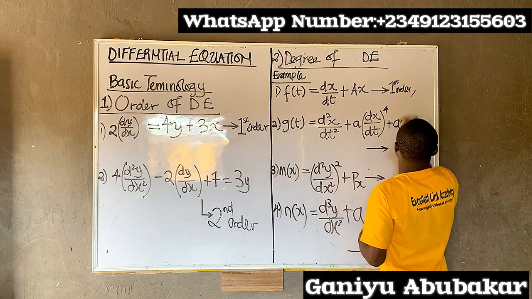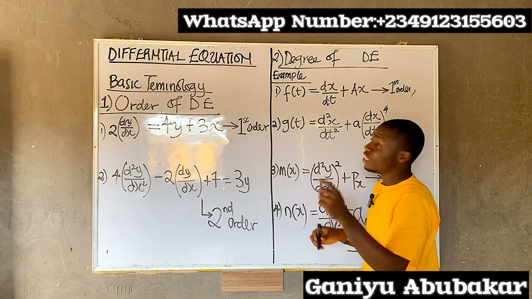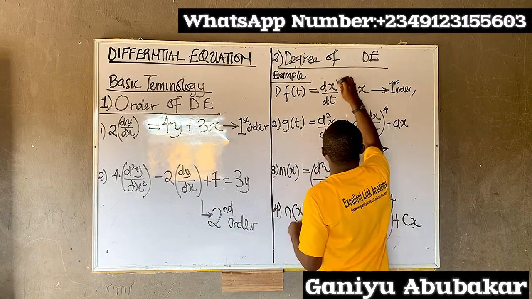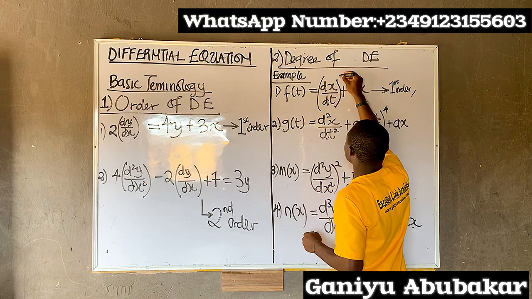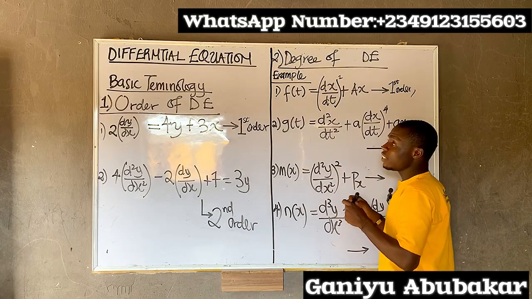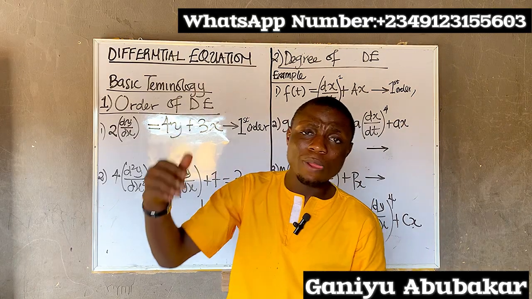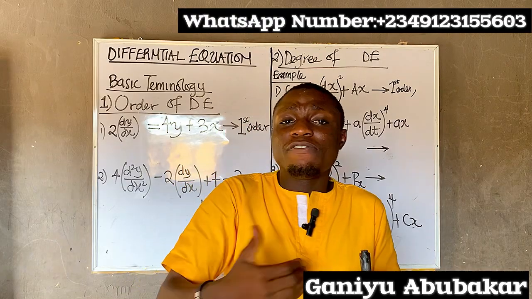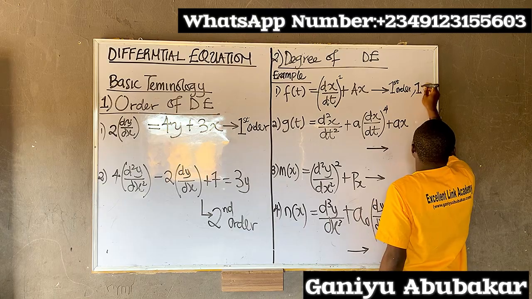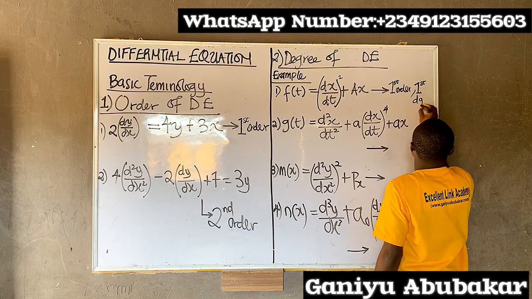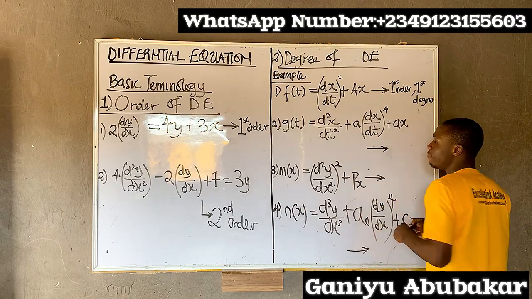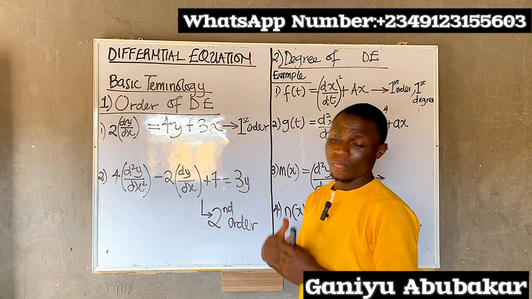Let's get the degree. To get the degree, I'm focusing on my first order, which is my highest differential coefficient. What is the power to which this is being raised? Here is 1, invisible 1. So the power here is the degree. The degree is simply the highest power to which the highest differential coefficient is being raised. The degree here is 1, so I have first degree. So this equation here is a first order equation and first degree equation.